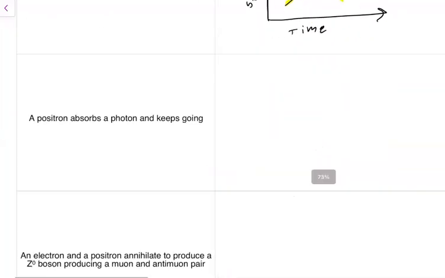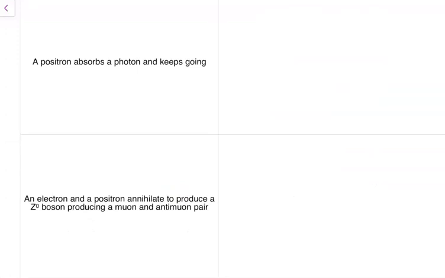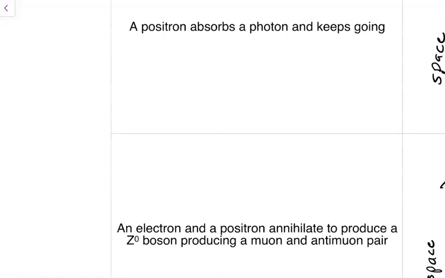All right, now I'm going to give you the chance to draw these next two. I'm going to pause the video. We have a positron that absorbs a photon and keeps going. And then we have an electron and a positron annihilate to produce a Z boson, producing a muon and anti-muon pair. I'm going to pause the video now. All right, I'm back. I'm about to show my drawing.